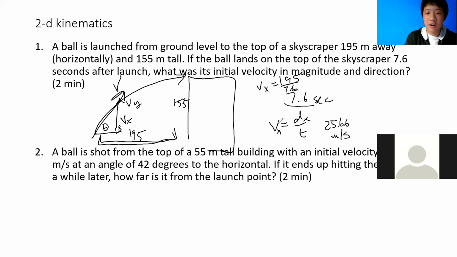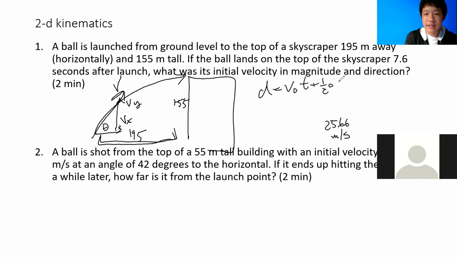Okay, so that's our horizontal component of velocity. So that's part 1 done of this problem. Now we need to find the vertical component of velocity. We have time and we have vertical displacement, so now we can use this formula here, v0t plus 1/2 at squared.